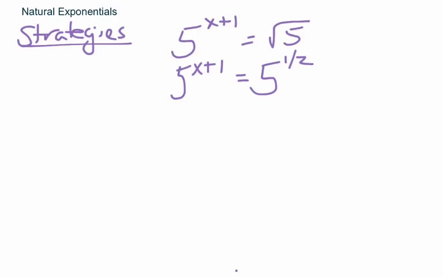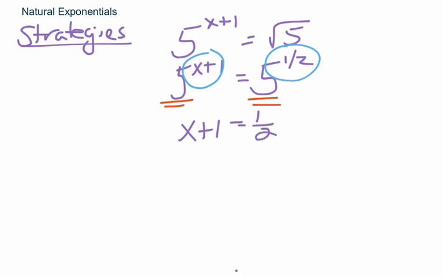Once you have those bases the same, then you can set the exponents equal. And so we would have x plus 1 is equal to 1/2. And try to avoid saying stuff like the bases disappear. Maybe you could say the 5s cancel out. And just say we set the exponents equal is the best way to say it. Now, you can probably do this in your head. You're going to solve this by subtracting 1 from both sides. And so 1/2 minus 1 would give you negative 1/2.